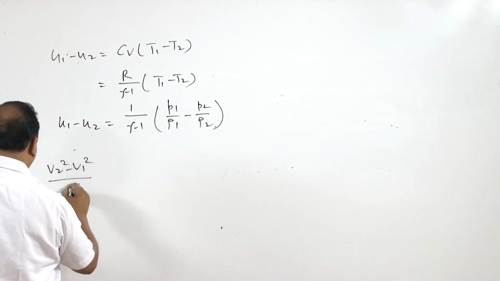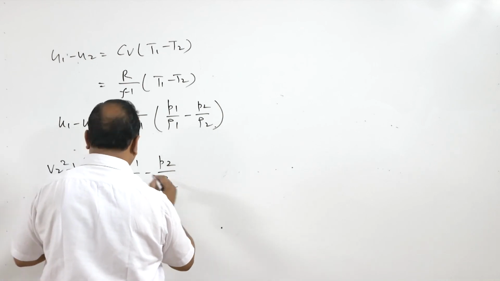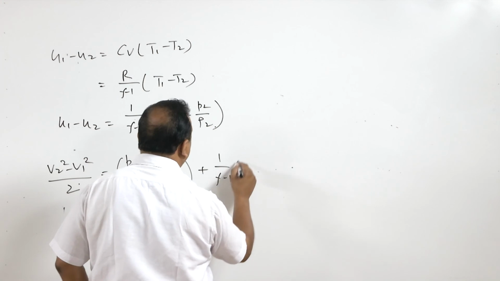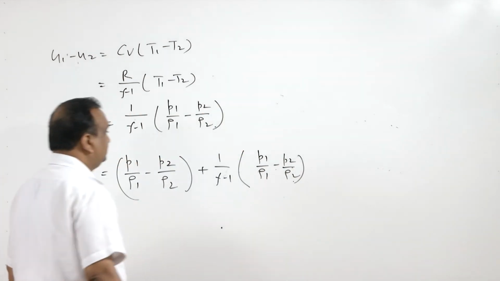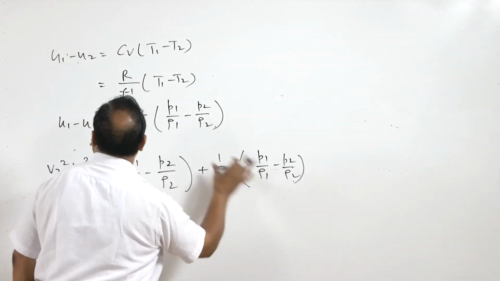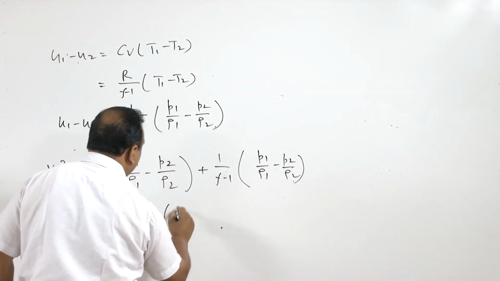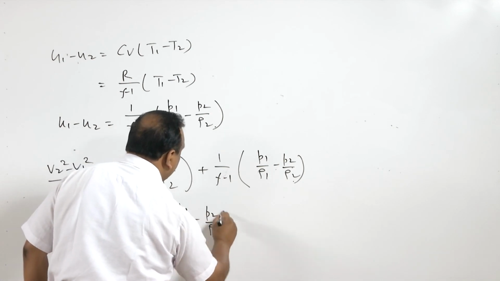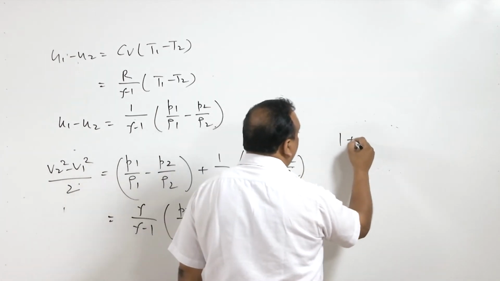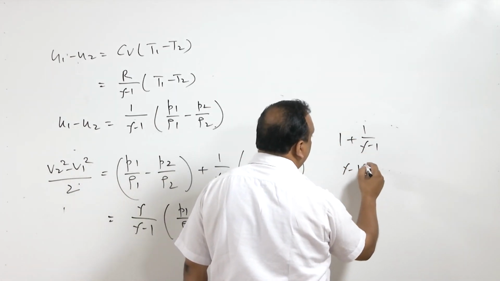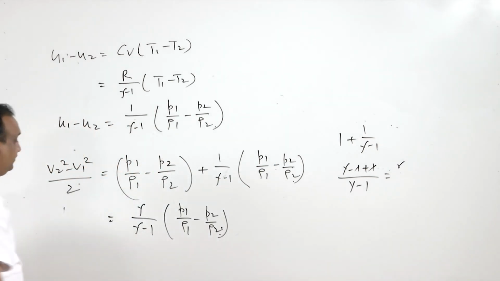We'll get the expression as V2 square minus V1 square by 2 is equal to P1 by rho 1 minus P2 by rho 2 plus 1 by gamma minus 1 (P1 by rho 1 minus P2 by rho 2). This expression is due to U1 minus U2. Now, if we take P1 by rho 1 minus P2 by rho 2 common, we will get 1 plus 1 by gamma minus 1, then gamma minus 1 plus 1 divided by gamma minus 1, then gamma over gamma minus 1. So that expression has come here.